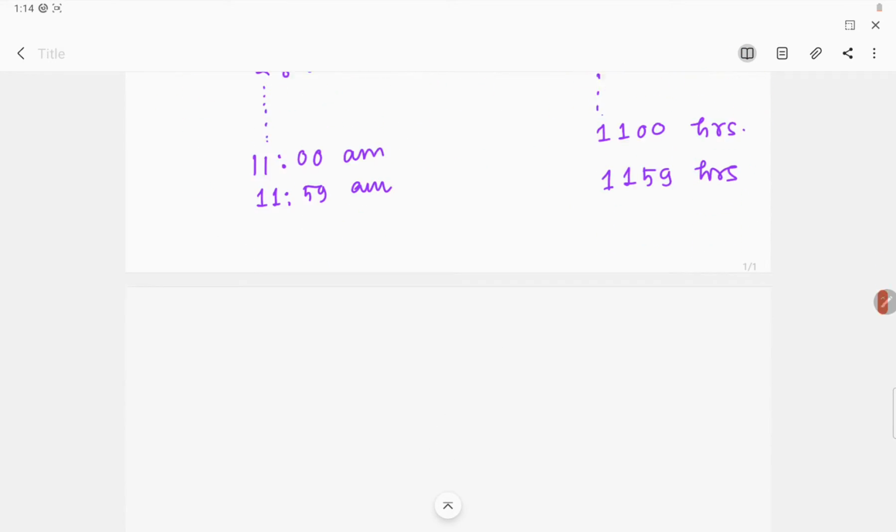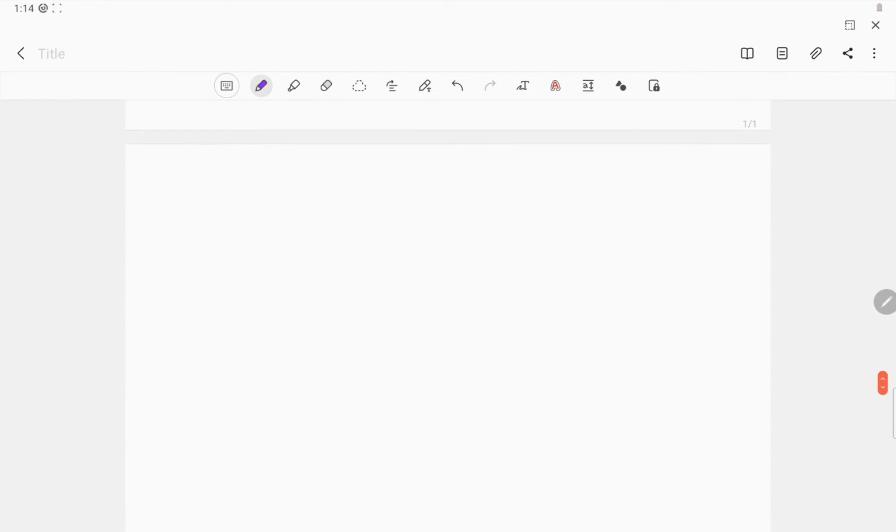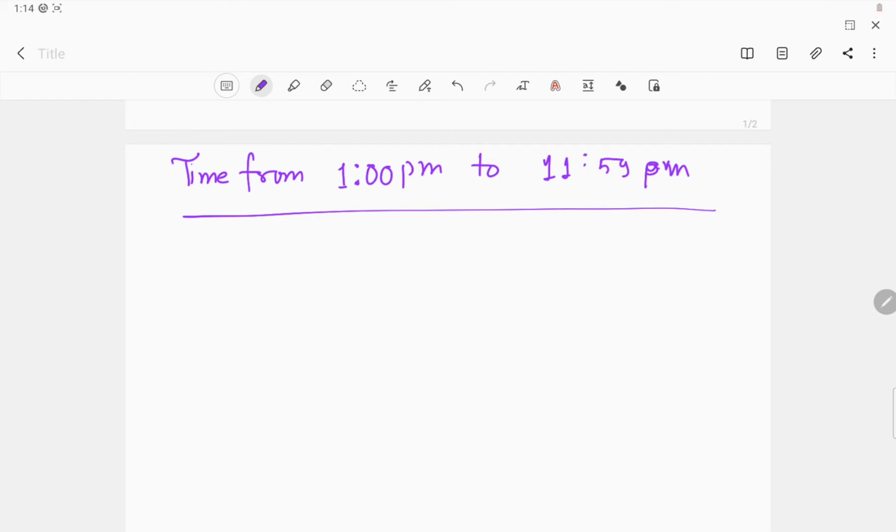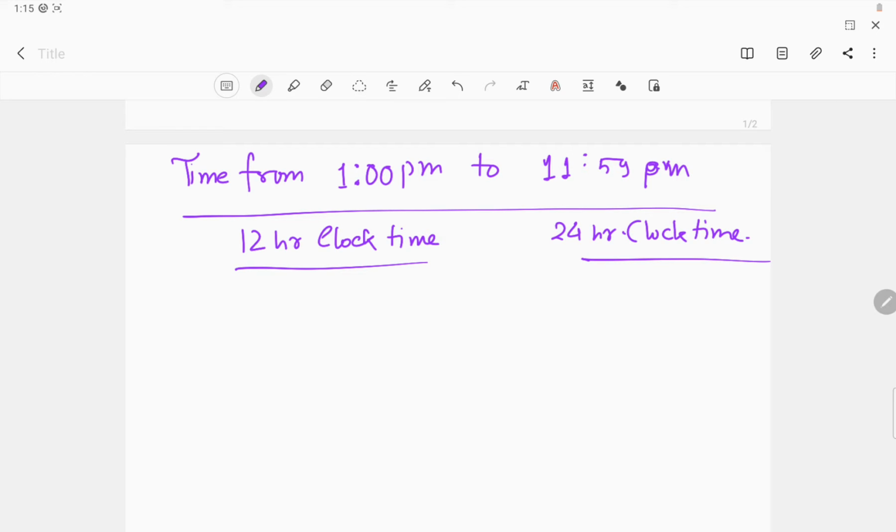Now the time from 1 p.m. to 11:59 p.m. for 12 hour clock time and 24 hour clock time, what would be the difference? For 12 hour clock time we will use p.m. Suppose it is 1 p.m.